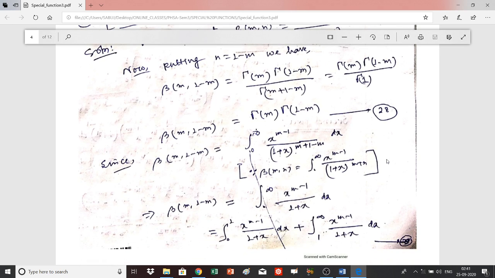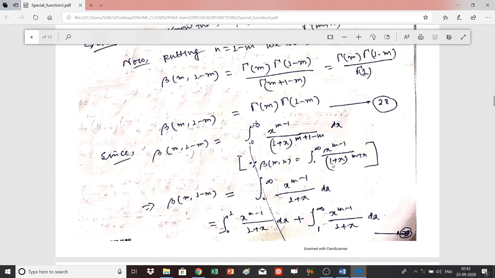Now come to the definition of beta function. From the definition of beta function, beta m n is equal to the integral from 0 to infinity of x to the power m minus 1, then 1 plus x to the power m plus n. This is another alternative definition. So this can be written as beta m, 1 minus m, equal to the integral from 0 to infinity of x to the power m minus 1, and then 1 plus x to the power m plus 1 minus m. So this is the definition that is given here.